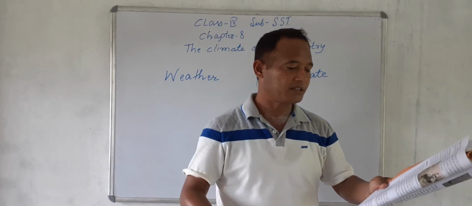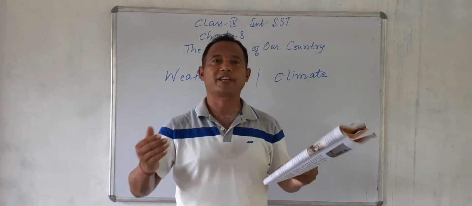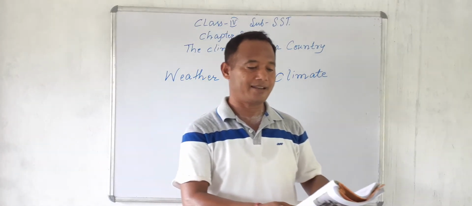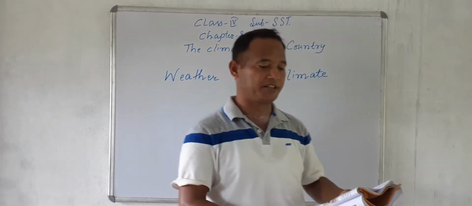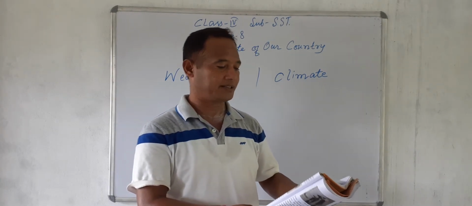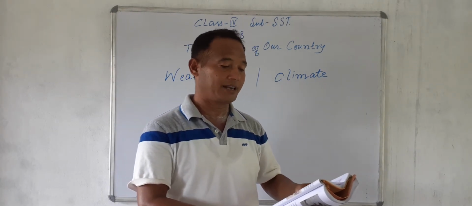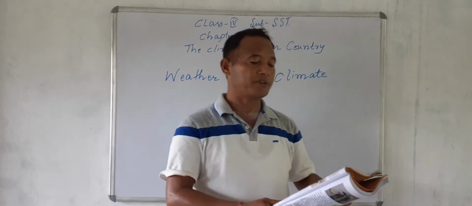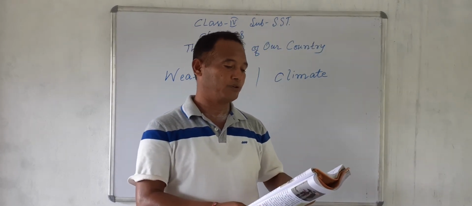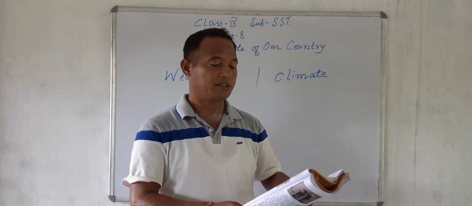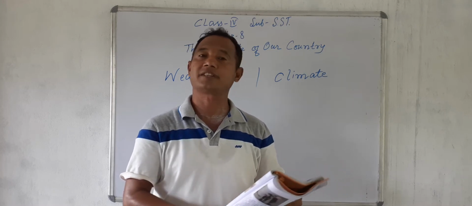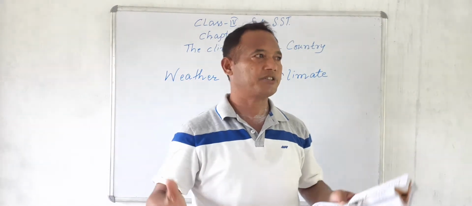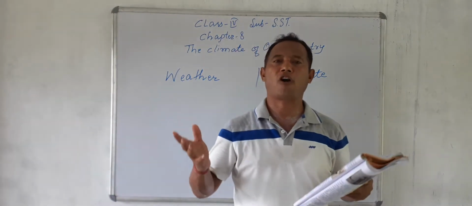So in summer, the climate of our country is very, very hot. In summer, it is hot and dry in almost all parts of India except the mountains. The sun is very hot and days are longer than nights. Hot dry winds called Loo blow in the northern plains. Dust storms are also common in this region. So in India, during the summer season, it is very, very hot.